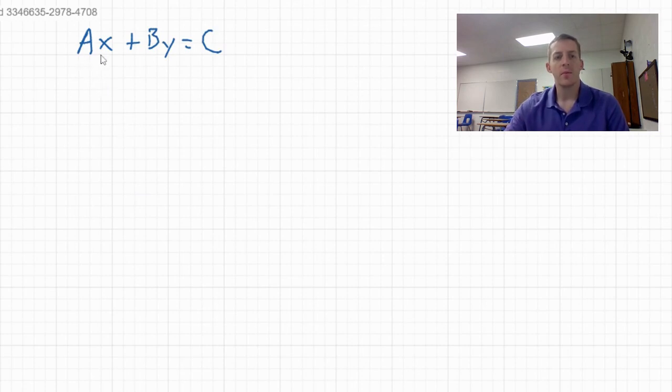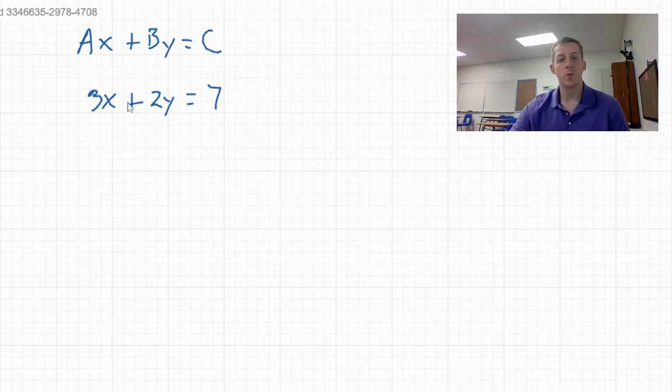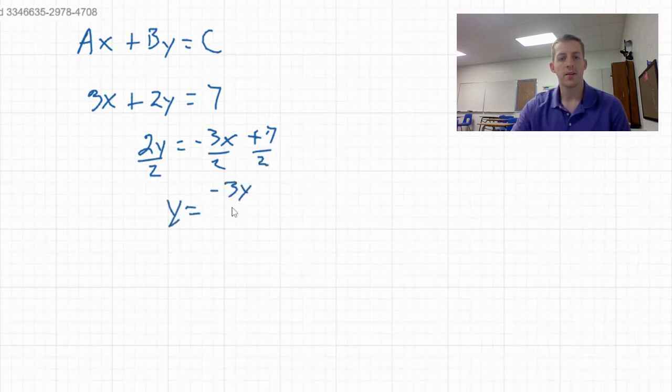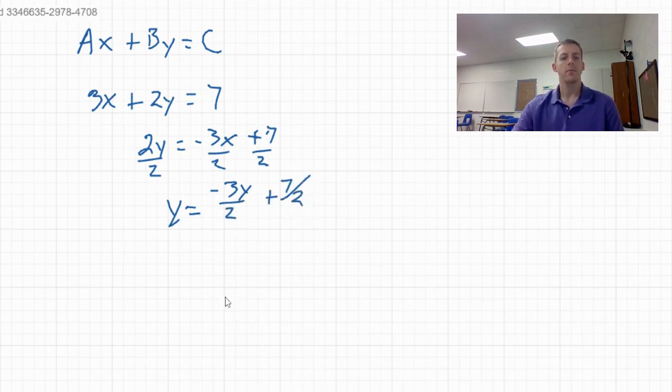That means we have maybe a value for a, maybe it's 3x plus 2y equals 7. Now we can put this in the slope form, which would basically subtract 3x from both sides. And we'll get 2y equals negative 3x plus 7. And then we just divide everything by 2 in order to get the 2 over there. And we'll have y equals negative 3x over 2 plus 7 halves. And that's the same thing as this up here.